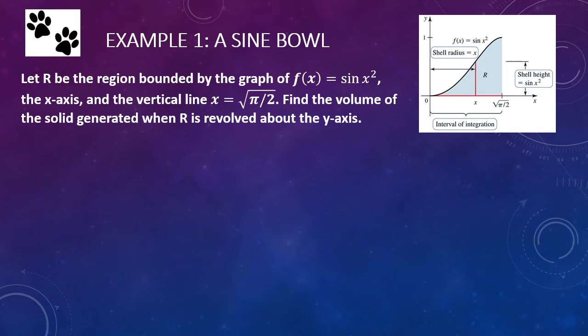So let's look at our first example. Again, you have your paw prints here, so if possible, go ahead and pause and solve this problem. Let R be the region bounded by the graph f of x equals sine of x squared, the x-axis, and the vertical line x equals the square root of pi over 2. Find the volume of the solid generated when R is revolved around the y-axis. If you don't feel comfortable solving this, at least hit pause and see if you can set up the original integral that you're going to need to solve.